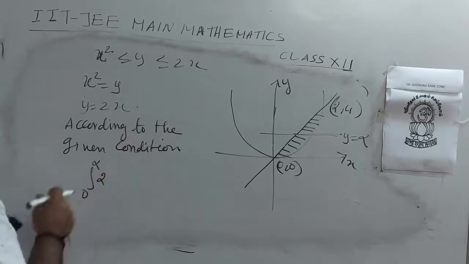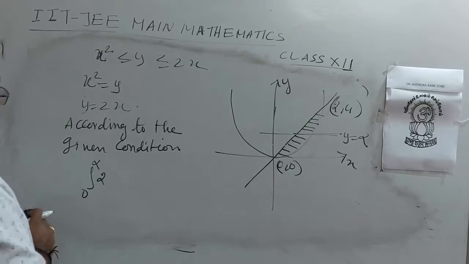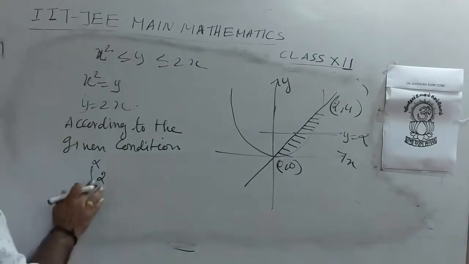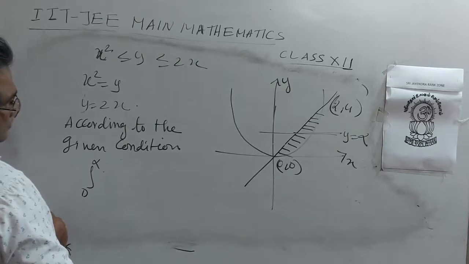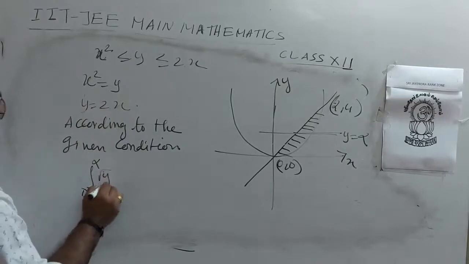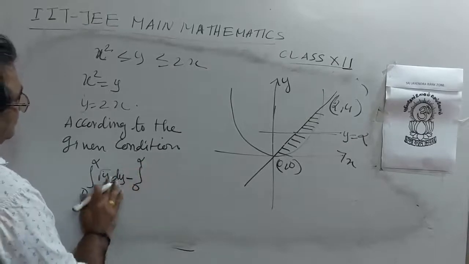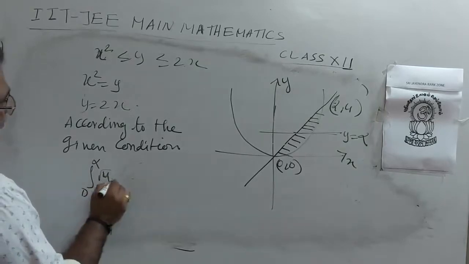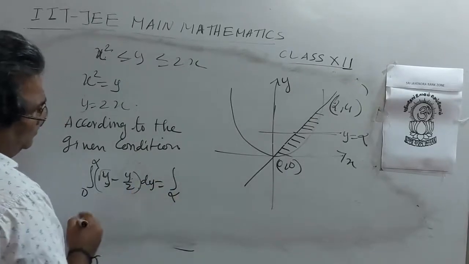Given y equal to alpha. Regarding the y axis, this is the upper curve, this is the lower curve. Twice integral 0 to alpha, upper curve, this is root y dy, minus integral 0 to alpha root y minus y by 2 dy, equal to alpha to 4.